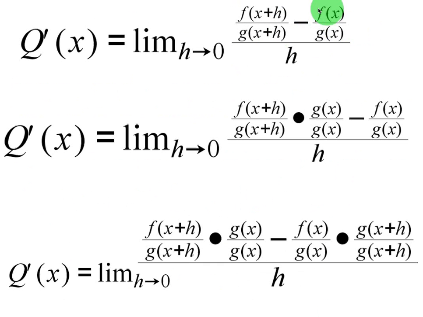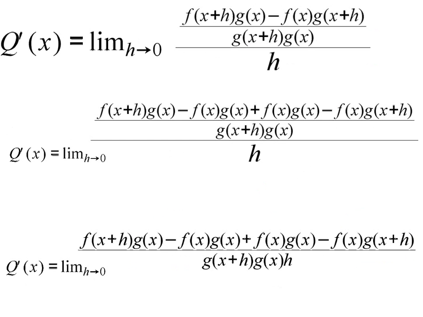Now what we're going to do, in short, we want to combine these two fractions. In order to do that, they have to have a common denominator. So we're going to multiply the left fraction by the right denominator, and we're going to multiply the right fraction by the left denominator, like that. That way, both denominators are g of x plus h times g of x, and then we can just subtract the numerators. So we can combine them into one fraction with that common denominator.